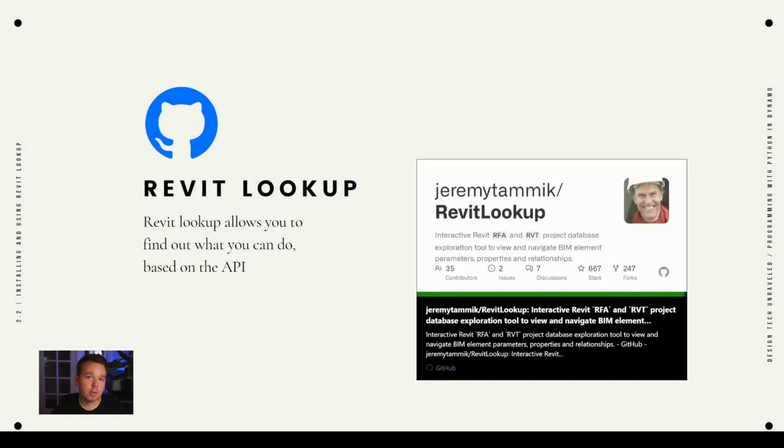Revit Lookup is open source and freely available on GitHub, and it's provided by the Building Coder. The Building Coder is a blog from an Autodesk employee named Jeremy Tammik, and it's open source for all of us to be able to use to interact with the Revit database, which is really awesome. So in this lesson, we're going to look at how to install it from GitHub and how to use it directly within Revit.